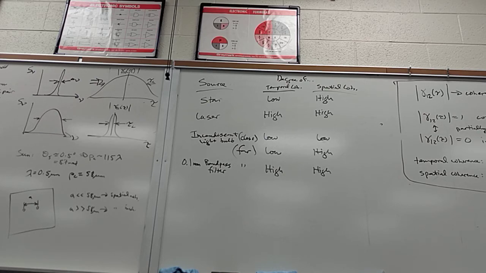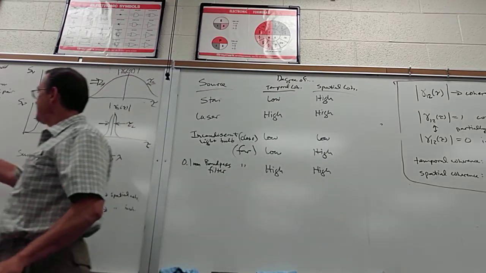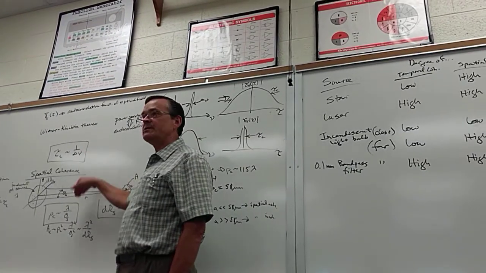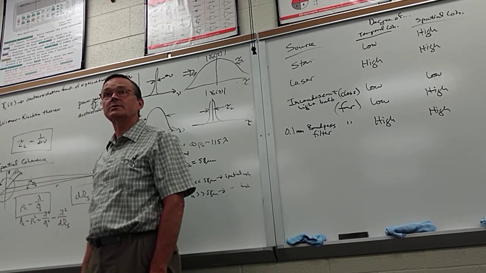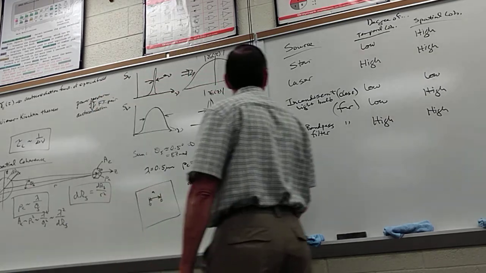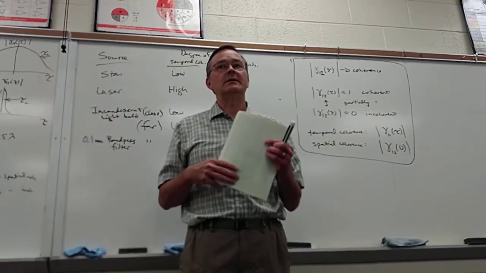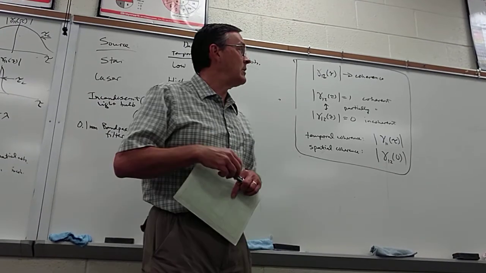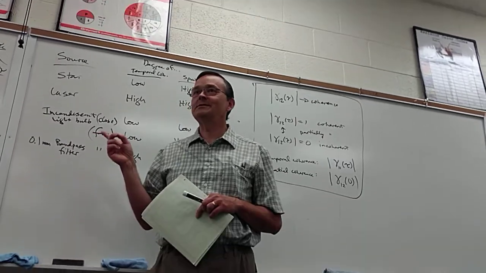Okay, so now let's do one or two other things. So these two things and the mental picture that goes with them, that's what you need to know. If you know that, you're golden for just about everything having to do with coherence. And you don't have to go back and calculate the complex degree of coherence and any of that other stuff. It'll work out.